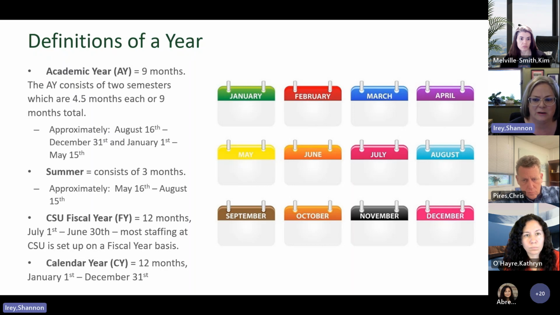And we also have to make sure that we understand that international students have some special parameters around them because of their visas. International students are not allowed to work more than 50% FTE during the academic year.